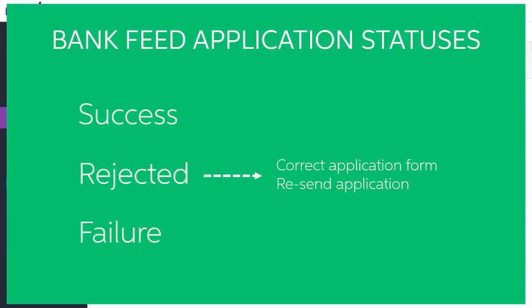A rejected application can still be processed. The rejected status usually means that there was a problem with the application form for a paper application, so you'll need to upload a new corrected copy and resend it. A failed application can't be resent, however.